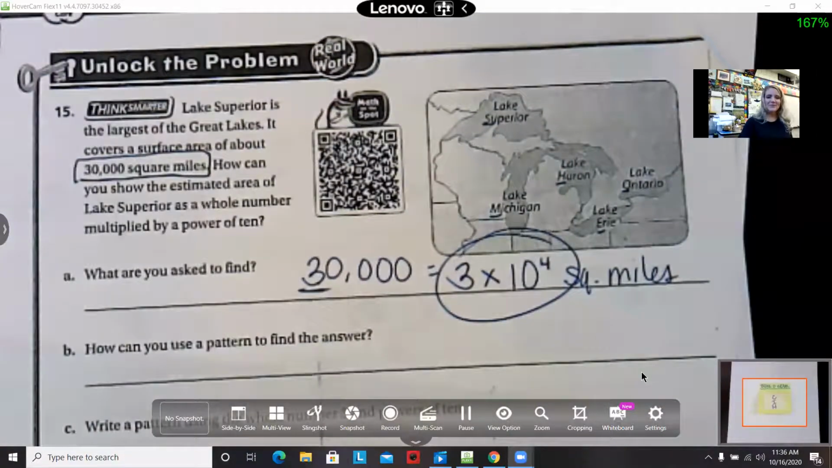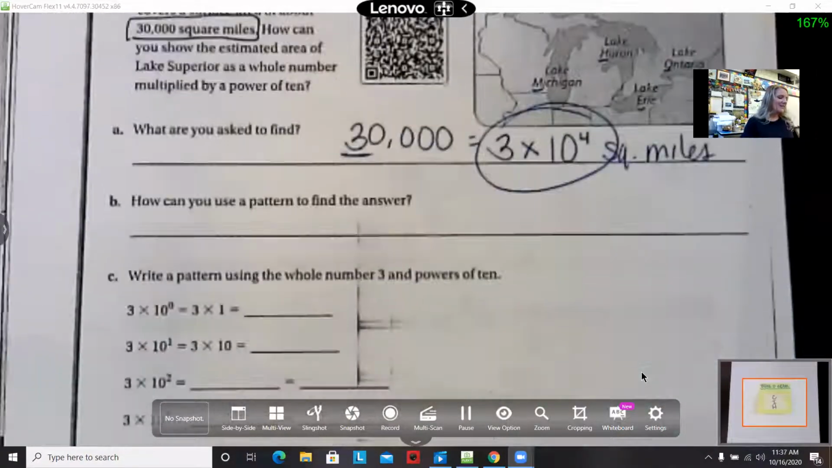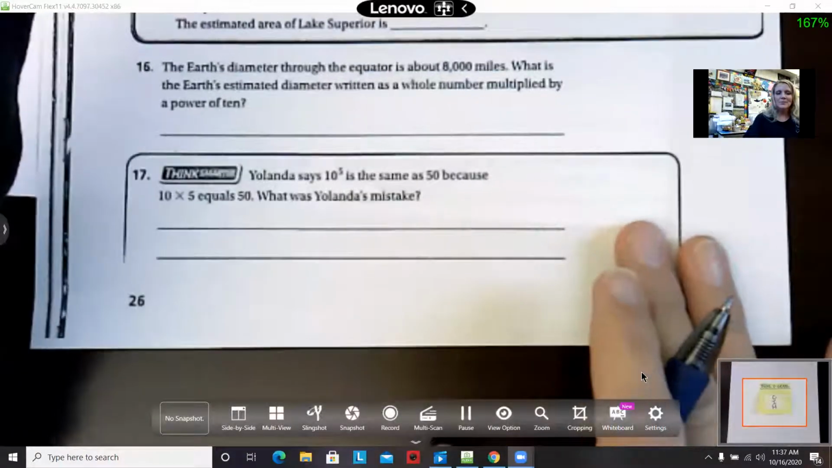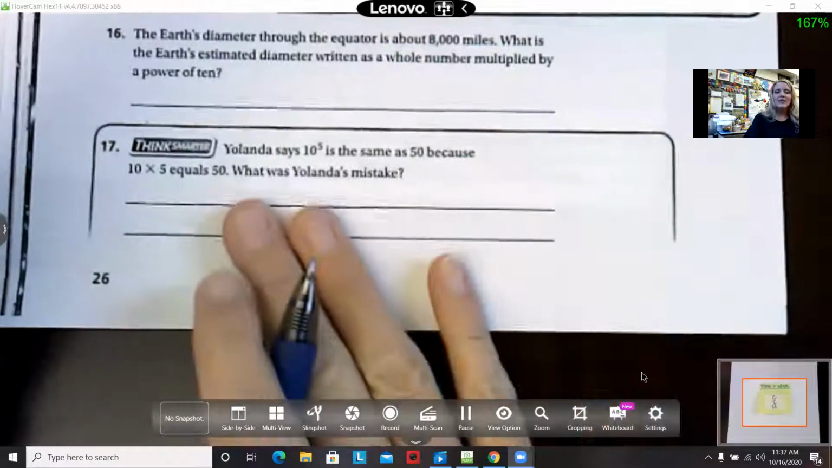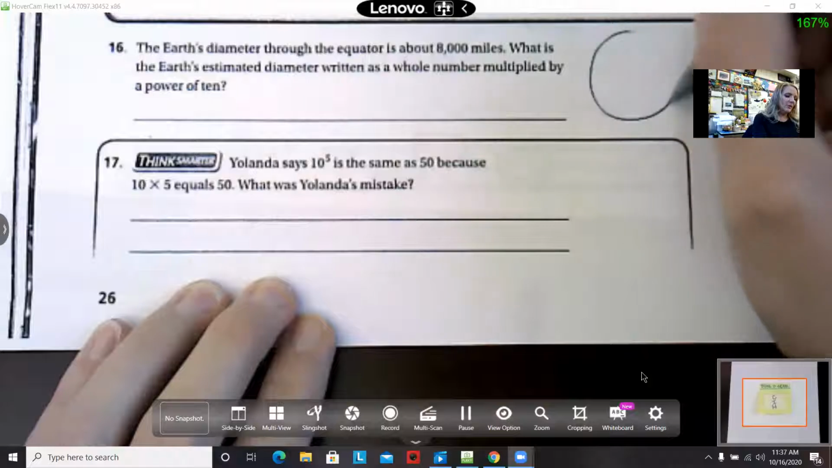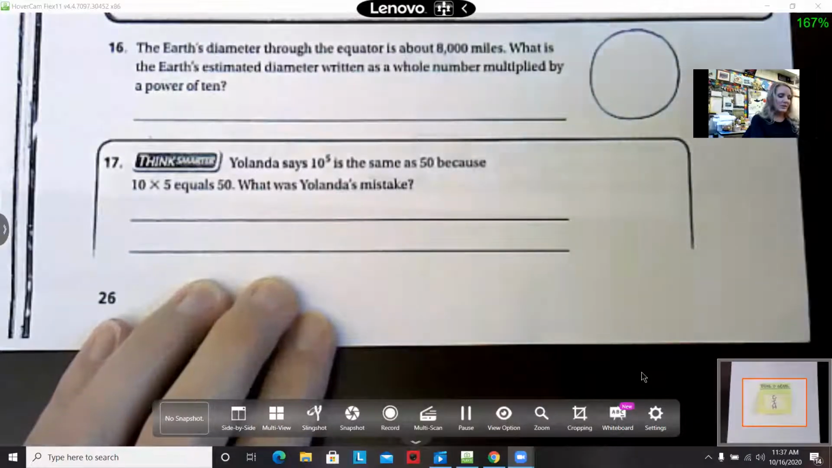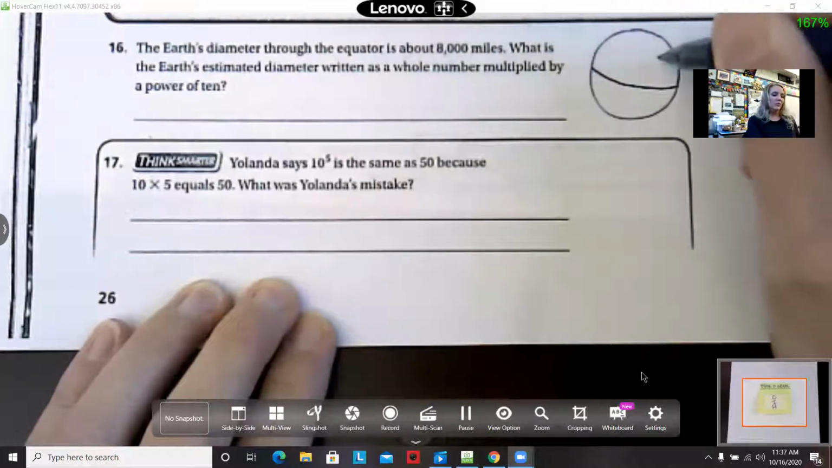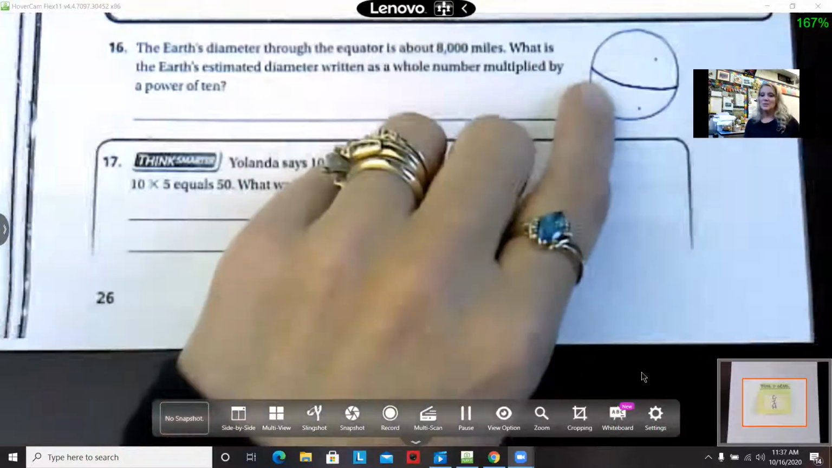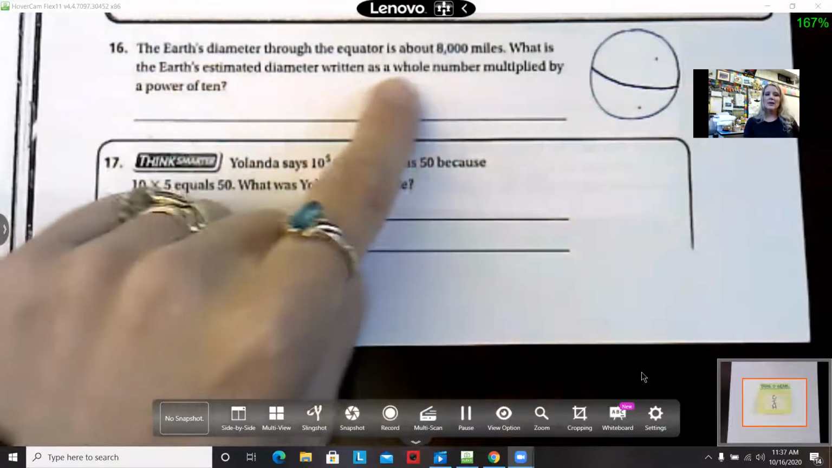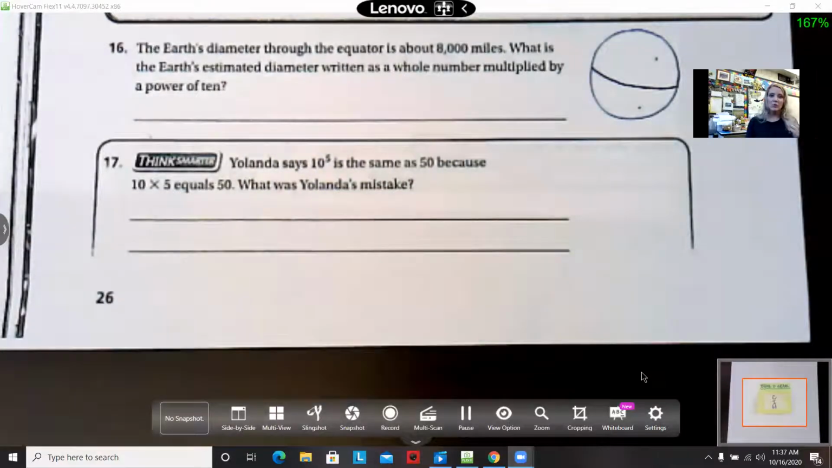Pretty simple, right? All right, darlings, let's go down. I'm going to skip over all of those because we just solved the problem. And let's go to number 16. The Earth's diameter through the equator. So we know that the Earth is a big round ball. I know that looks like a circle. And the equator is the imaginary line cutting the Earth into the northern and southern hemispheres. Okay, the Earth's diameter through the equator is about 8,000 miles. What's that estimated diameter written as a whole number multiplied by a power of 10?